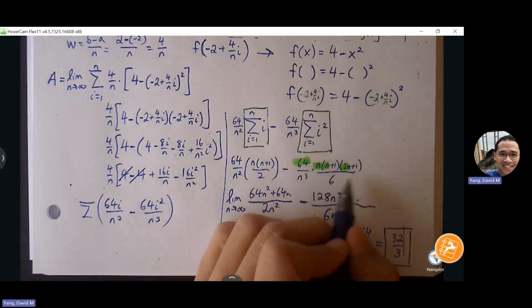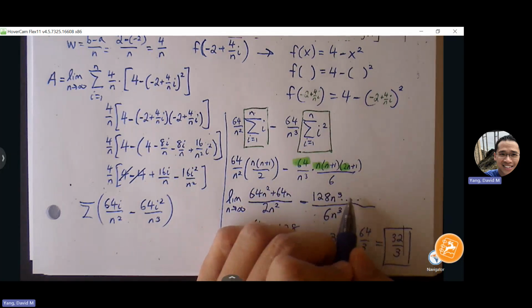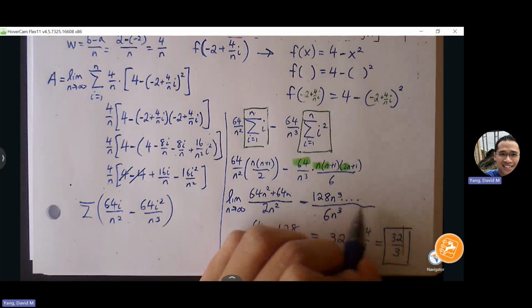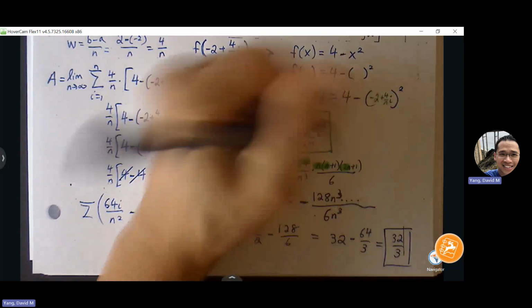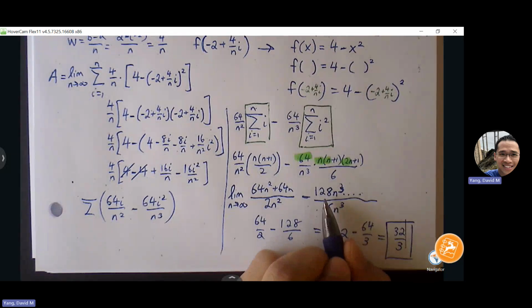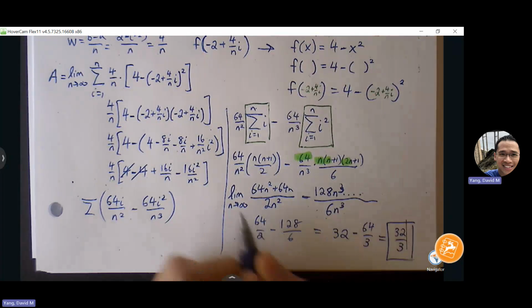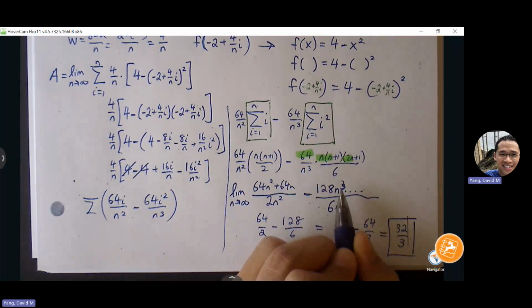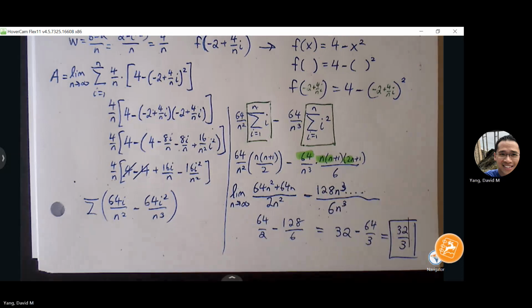And if I were to fill everything out, I'm going to get a term with n squared. I'll get a term with n. I'll get a term with constant. But those things are not going to matter because I only care about what's attached to the n cubed. Because if I'm doing limit as n approaches infinity, I only care about the ratio of the coefficients from the highest degree.